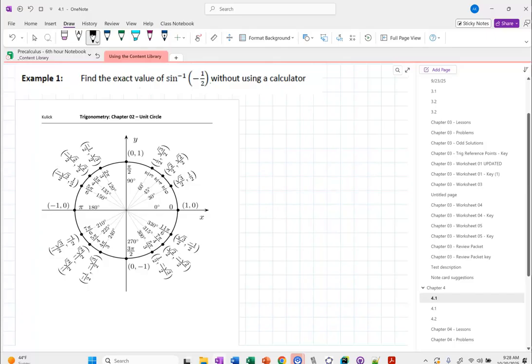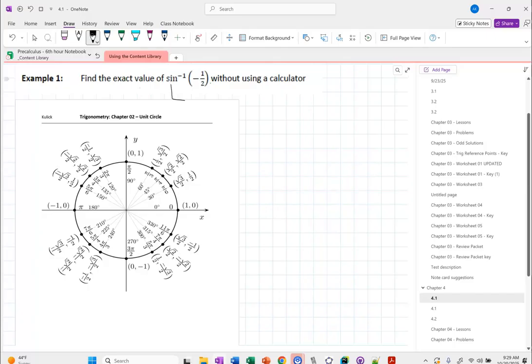So the first thing that I want to do is look at the problem. It says find the exact value of sine inverse -1/2 without a calculator. In your trigonometry class, if the problem asks for exact value and without a calculator, almost definitely the tool that you need to use is the unit circle. Because the unit circle is basically just a paper calculator, right? It's an exact value calculator. That's basically all it is.